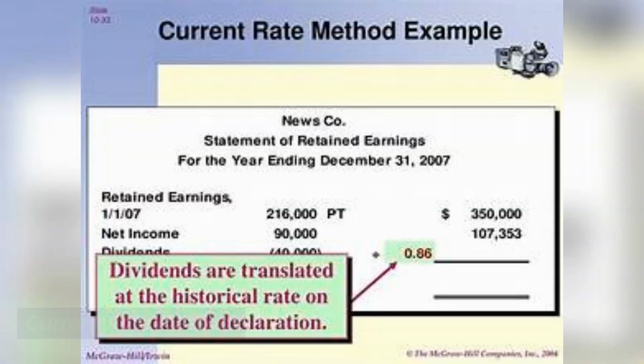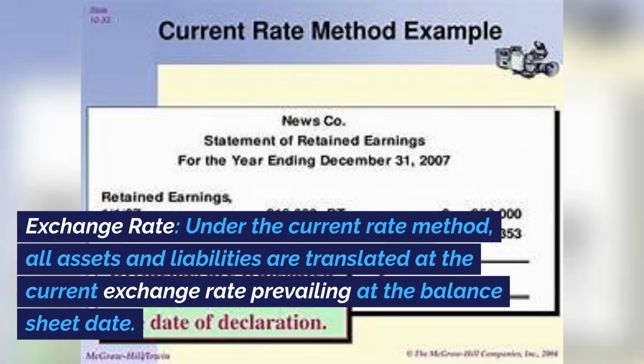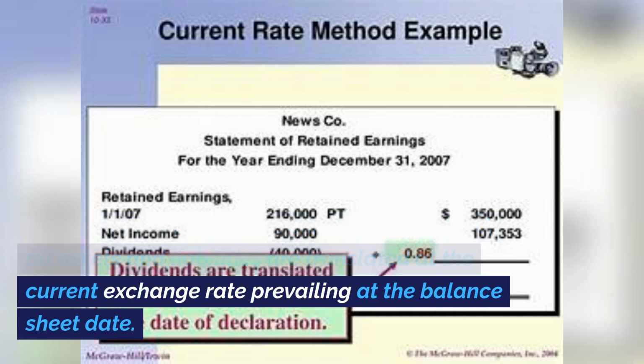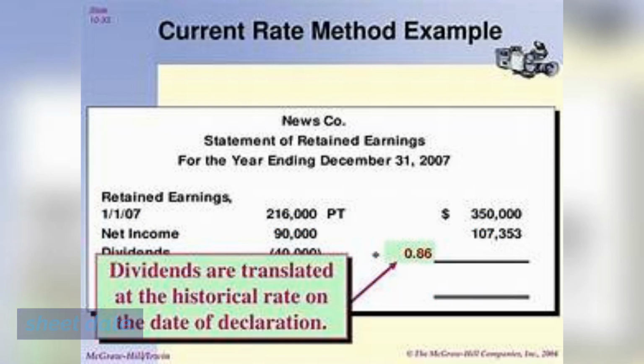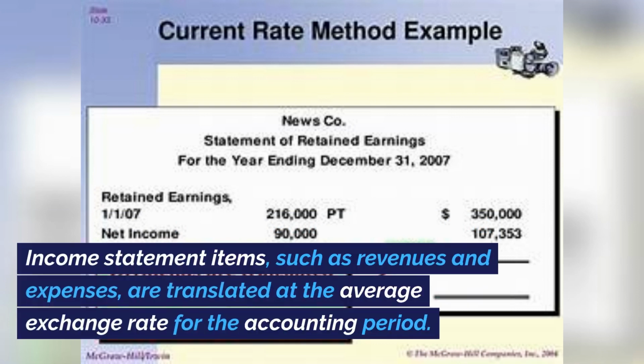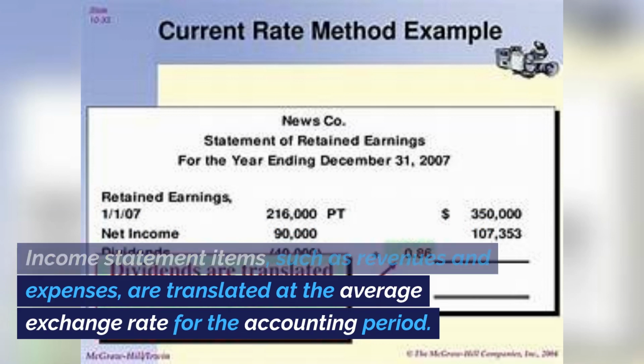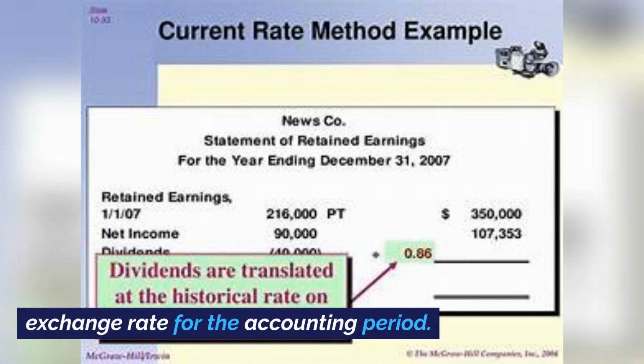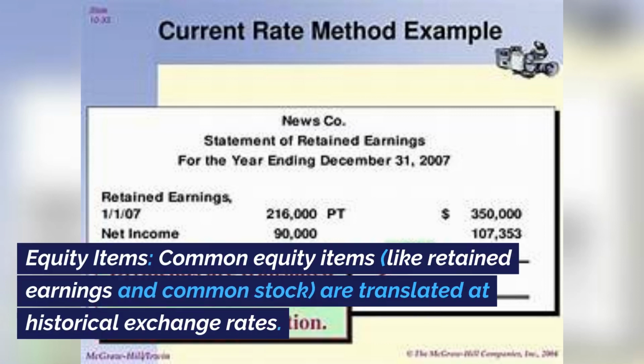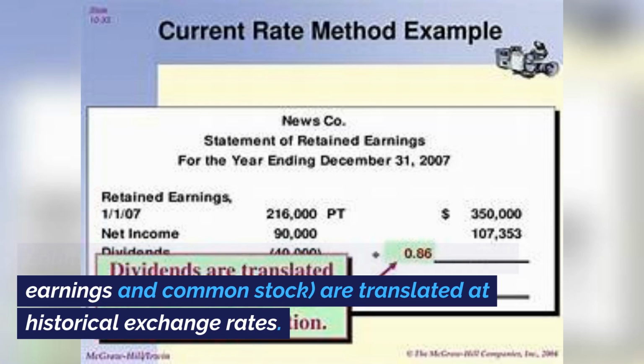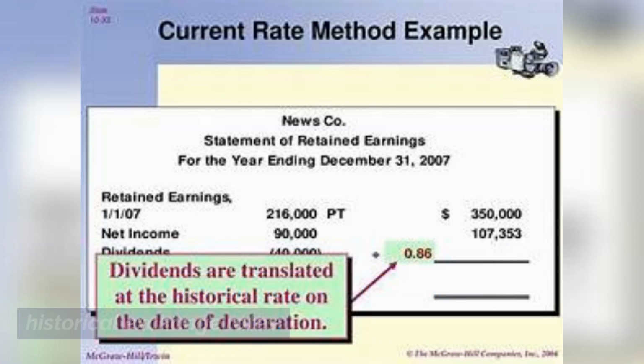Current rate method. Exchange rate. Under the current rate method, all assets and liabilities are translated at the current exchange rate prevailing at the balance sheet date. Income statement items, such as revenues and expenses, are translated at the average exchange rate for the accounting period. Equity items. Common equity items, like retained earnings and common stock, are translated at historical exchange rates.